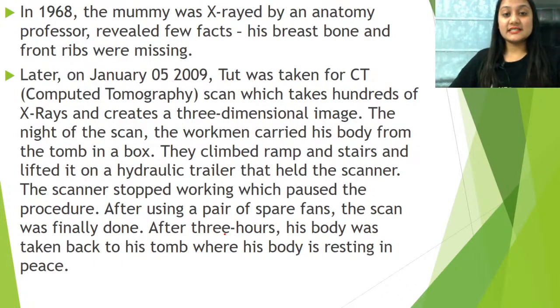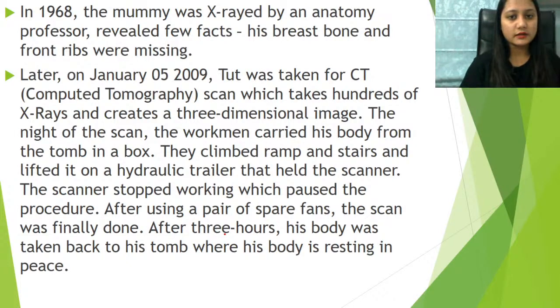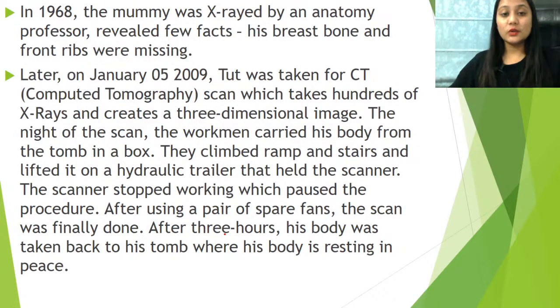So finally, in 1968, someone examined Tut's body. His body was x-rayed. What does anatomy mean, child? The one person who understands the functioning of the body. He is not a physician, but anatomy means, you don't need to be a doctor to understand it. It's another set of study which is required, right? So which understands where the liver is, where the other parts of the body are. So when Tut's body was examined and x-rayed, it was found that unfortunately his breast bone and the front ribs were missing.